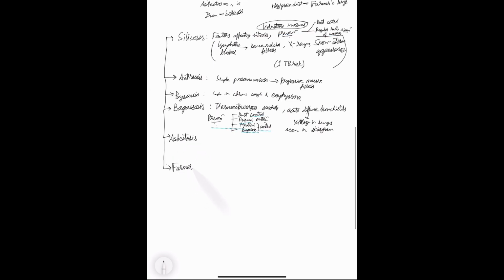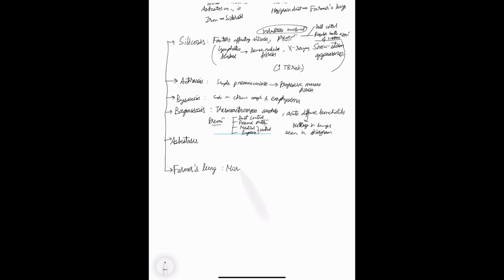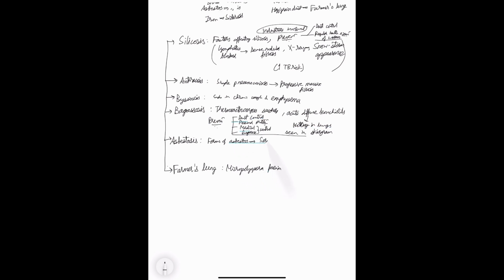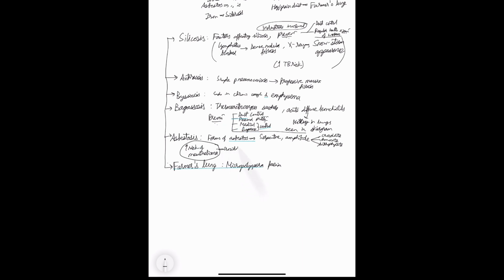Now for asbestosis, which increases the risk of mesothelioma, we need to know the different forms of asbestos like serpentine and amphibole. Under amphibole we have crocidolite, amosite and anthophyllite. And farmer's lung is caused by a microbe called Micropolyspora faeni. Now, it's the crocidolite form that increases the risk of mesotheliomas in the lung.